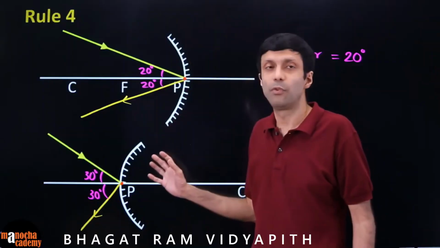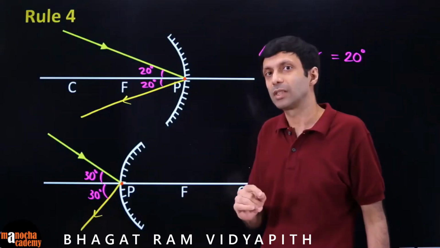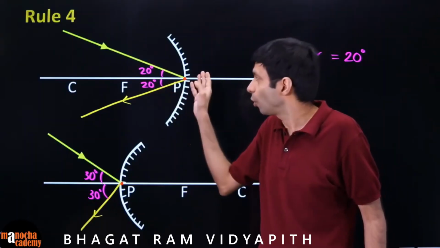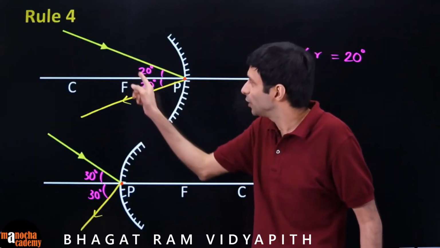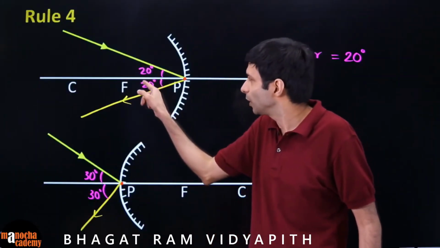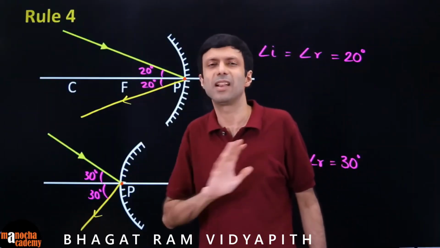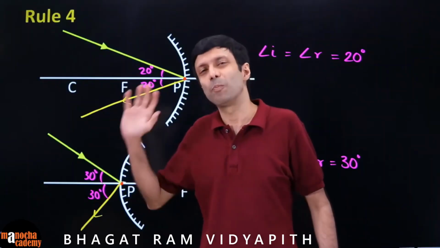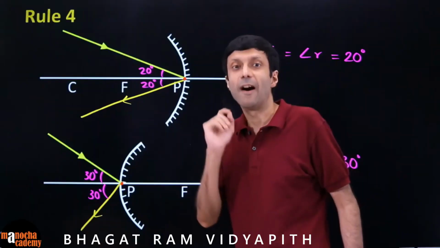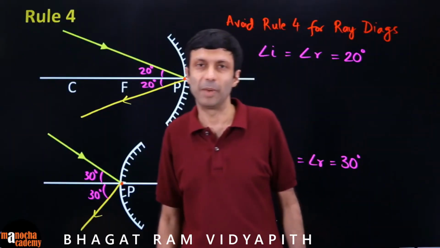Do not use rule 4 unless it is necessary or you get some direct question like here, because this relies on measurement of angles. To draw the reflected ray, you have to measure these angles very accurately, because if this is 20 degrees, you have to measure 20 degrees accurately with the protractor and draw the ray, and measurements with protractors are never super accurate. Okay, so please avoid using rule 4. So I'll write this important note here: avoid using rule 4. That's something very important for you to remember.